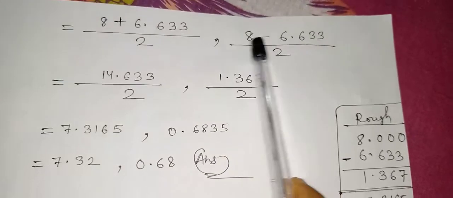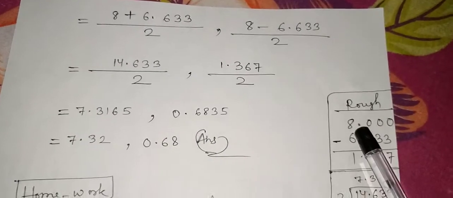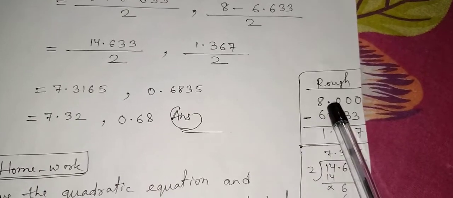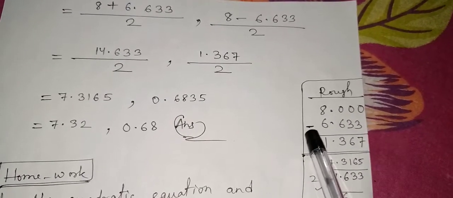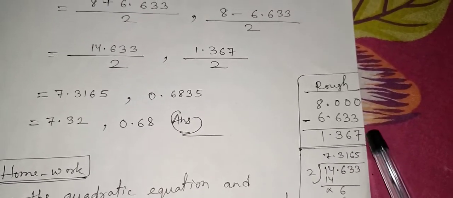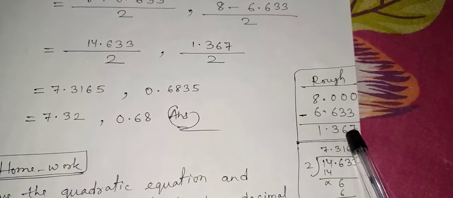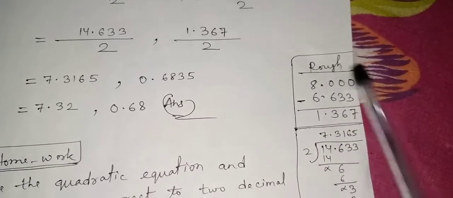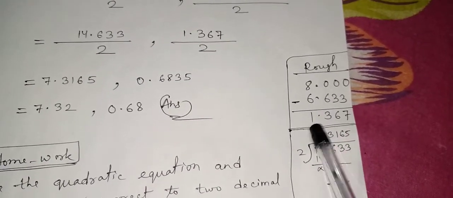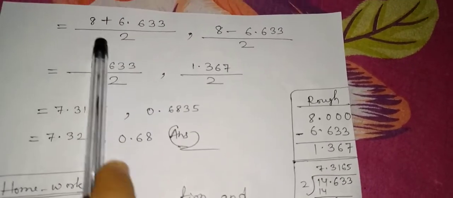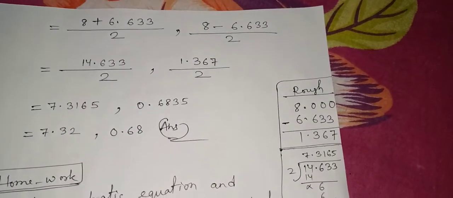So when you add 8 plus 6.633, your value is 14.633 by 2. And when you subtract it, while subtracting we should take care children, you can see 8 minus 6.633. How I have done in the rough? 8 point, that means I have put 3 zeros, and minus 6.633. So 10 minus 3 is 7, 9 minus 3 is 6, 9 minus 6 is 3, point we get decimal here, and 7, because 1 has gone that side, 7 minus 6 is 1. So that answer 1.367 by 2 I wrote here. Addition is so easy, so no need to do rough.